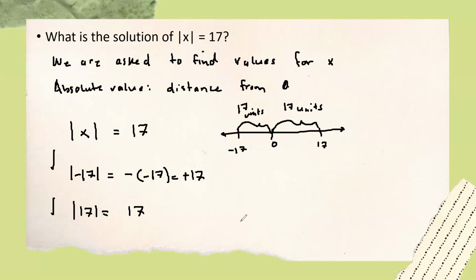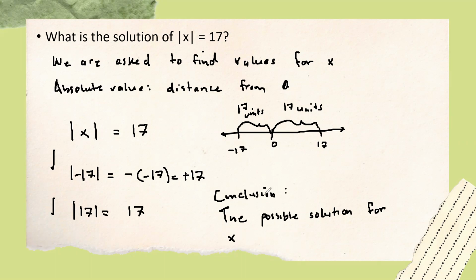So the possible solutions for x are... It's always good to write a conclusion or a statement that answers the question. The possible solutions for x are negative 17 and positive 17. Okay. It's always good to write a concluding statement and to be able to put your answers into words. Usually it may seem easier to just say negative 17 and 17, x can equal that.